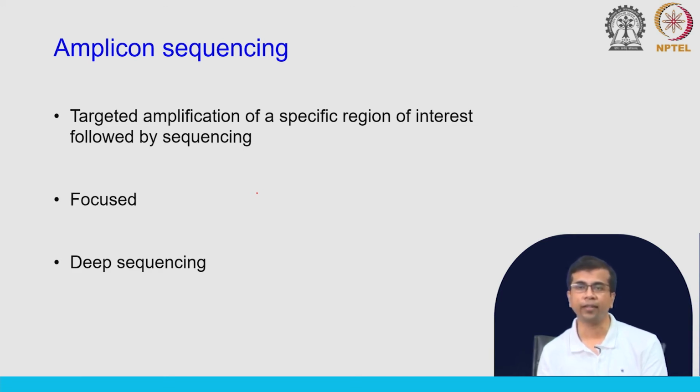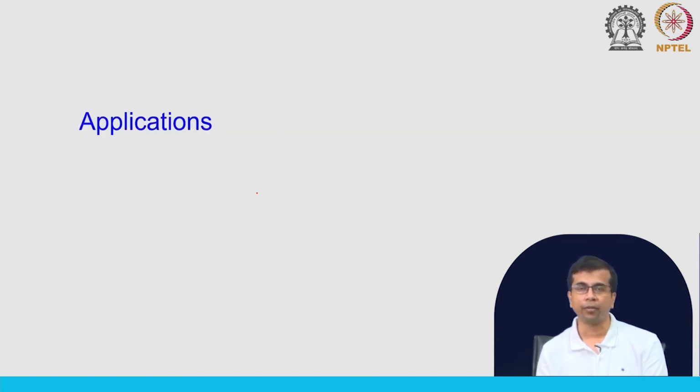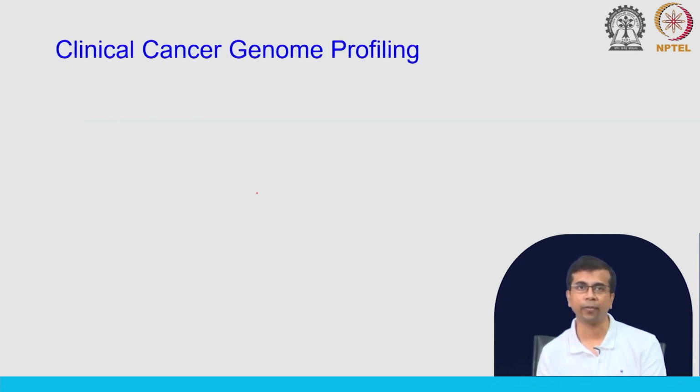Again, this is a focused analysis. We are looking at only one to two genes maybe, or a small segment of the genome, and we do deep sequencing. So, this again helps in getting to the rare variants. We will now talk about some of the applications of variant calling before we jump into the variant calling pipeline in the subsequent classes. This will give you a better understanding of how important variant calling is.